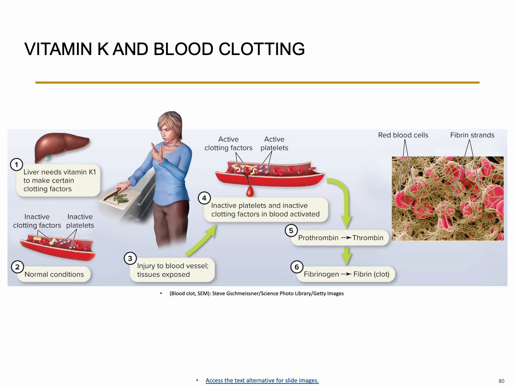So if we look here at this graphic, we see a woman cutting vegetables, and she cuts her finger, and that will initiate a process where there'll be inactive platelets and inactive clotting factors in the blood. They become activated, and in order for that process to happen, we need vitamin K. So that is part of the process to make the prothrombin and several other blood clotting factors.